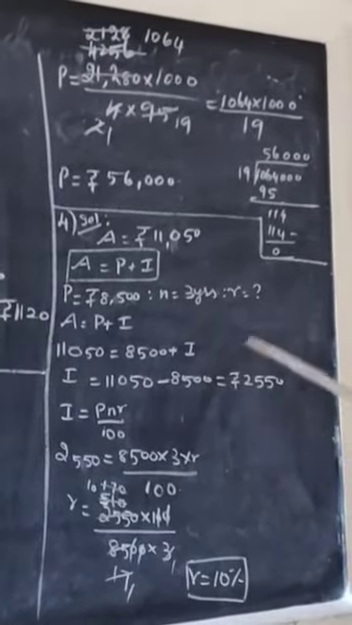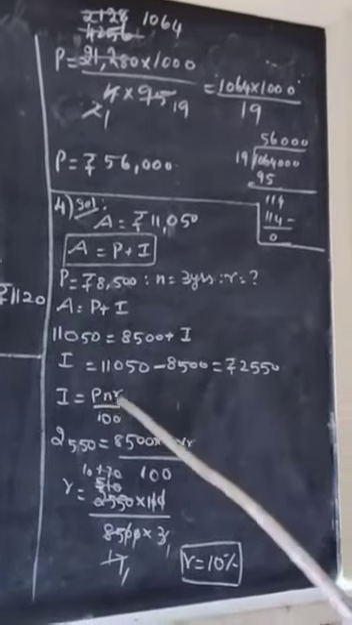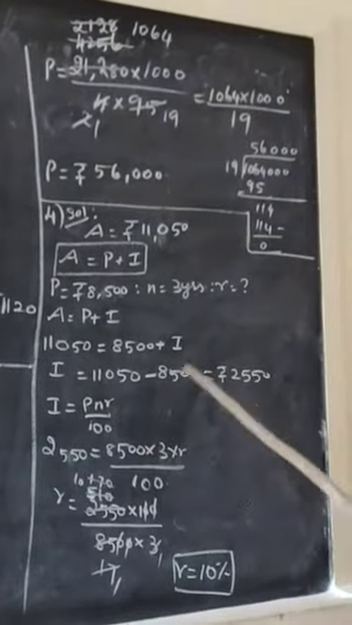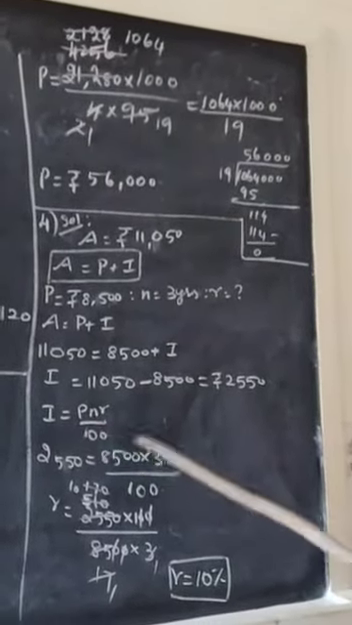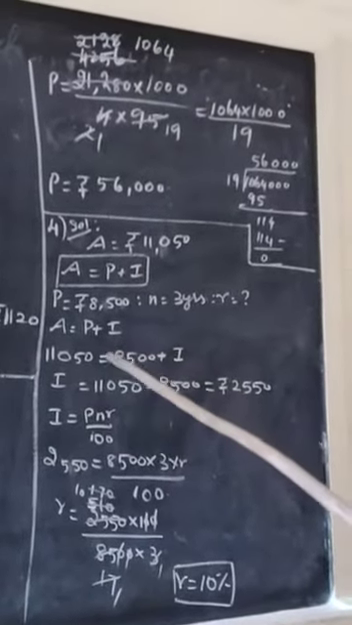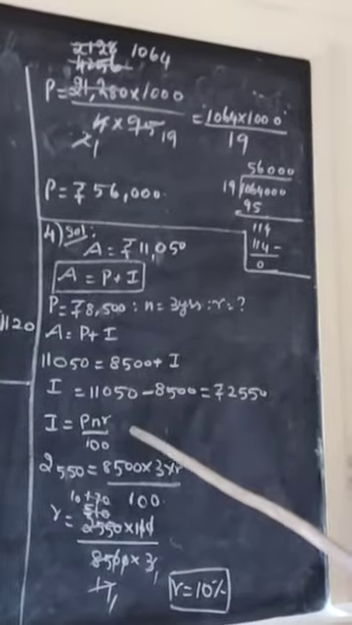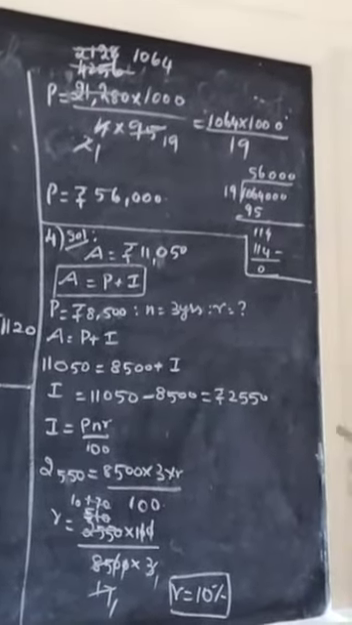I means the simple interest. So I is equal to 11,050 minus 8,500. You don't know the value of simple interest, so I am going to find the simple interest first. Then only I am going to use the formula A is equal to P plus I. So 11,050 minus 8,500, I am getting the answer rupees 2,550.